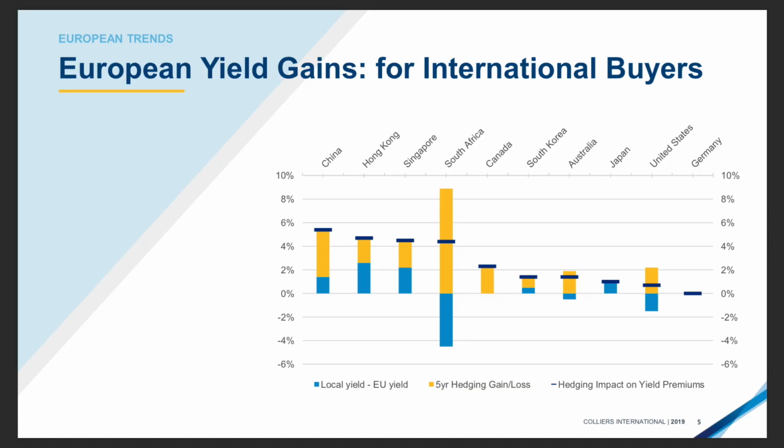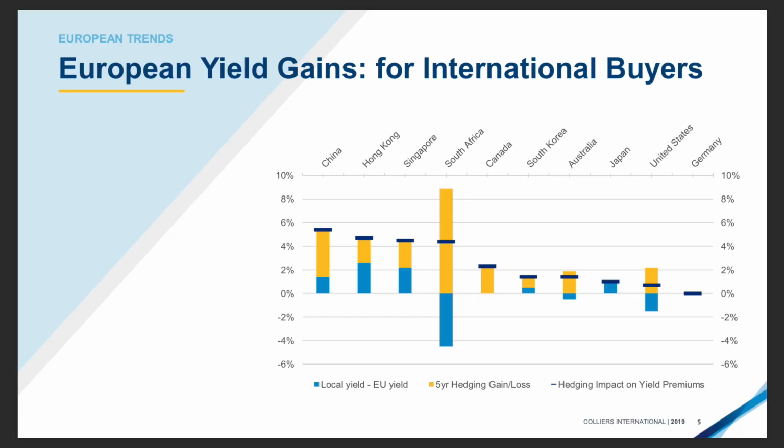So for investors in China, Hong Kong, Singapore, you can get a higher yield in Europe than you can in those locations. South Africa, you can't. The US, you can't. Germany is in Europe, so there's no actual difference. But if you factor in hedging, or the hedging gain that you can get by investing in Europe, into euros, that is much more positive. So the gain that you can get is positive for all of these other domiciles buying into euro-denominated assets.